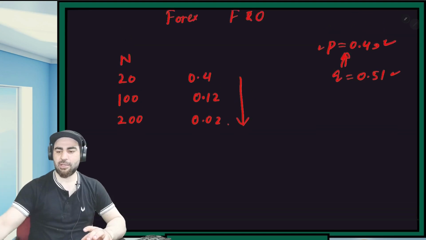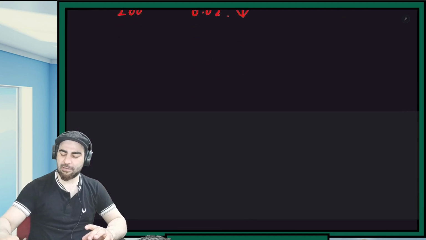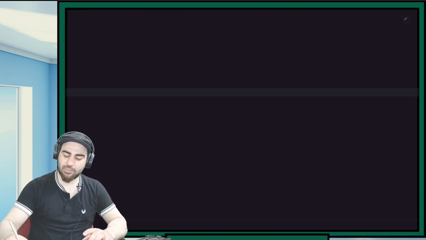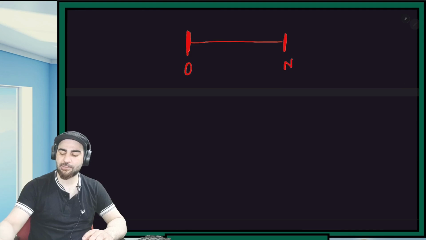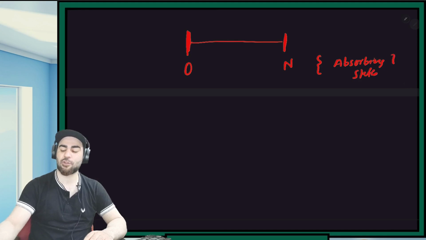Okay. And one more question that I left with you is, I told you there are two states. One is the absorb zero state and one is the nth state. These two were called absorbing states. Why absorbing states? Because the game will stop there.